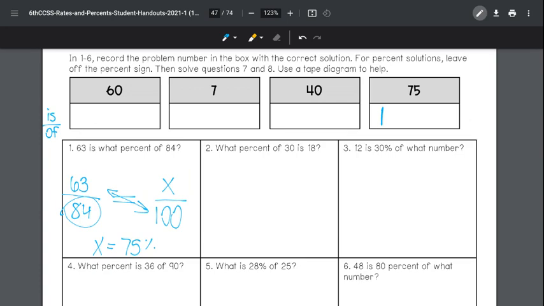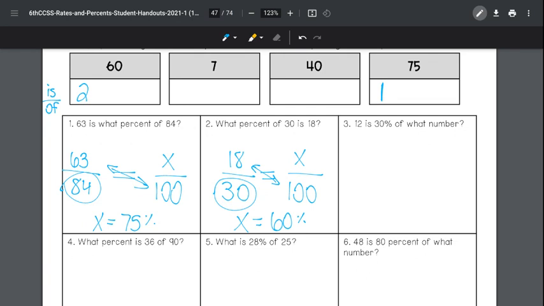Number 2, what percent of 30 is 18? Set up your proportion. We don't know our percent, but we do know our percents always go over the number 100. And it says what percent of 30 is 18? Is over of. Cross multiply, take that answer and divide. 18 times 100 is 1,800. Divided by 30, we figure out that x is really 60%. So we're going to put a number 2 in box 60 since that matched our answer.